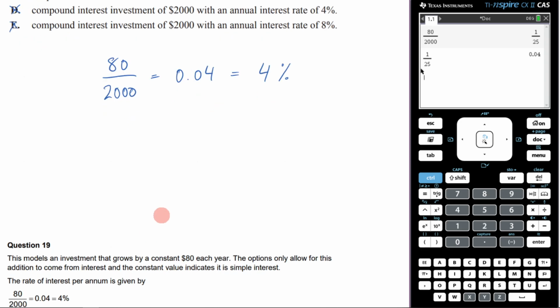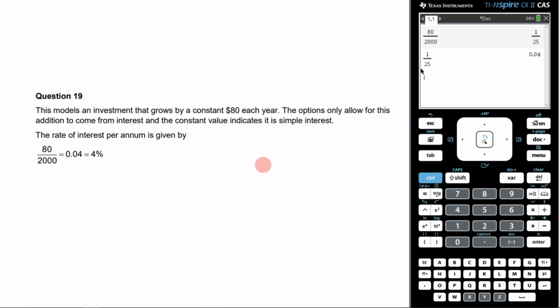If we come and look at our examiner's report here, it says, this model is an investment that grows with a constant $80 each year. The options only allow for this addition to come from interest, and the constant value indicates it is simple interest. I'm butchering reading this. Can I try this again?